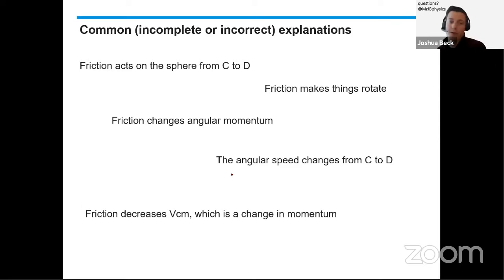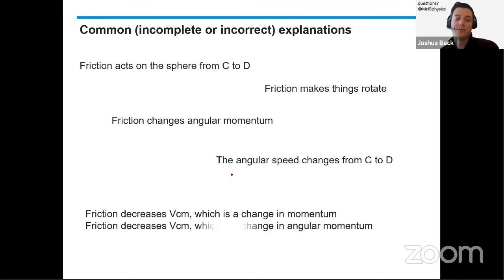Ooh, here's a popular one. Friction decreases VCM. Okay, that's true. It's an external force that decreases VCM, which is a change in momentum. Yep, except this problem asks about angular momentum, not linear momentum. Okay, fine, I'll modify it. Friction decreases VCM, which is a change in angular momentum. See, now you're in trouble, because if you're talking about the velocity of that center of mass, you're talking about linear velocity, you're talking about linear momentum, and you're not even addressing the rotational component here.